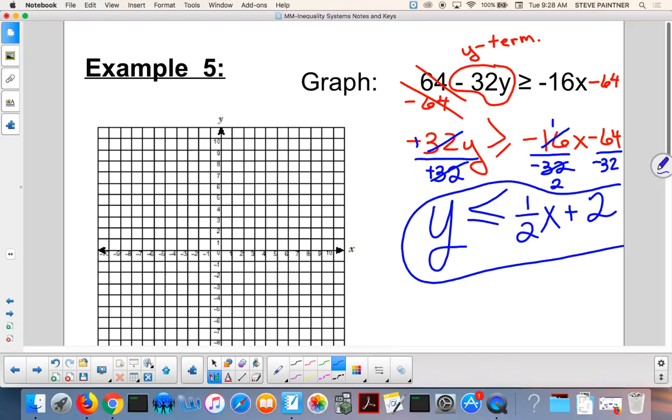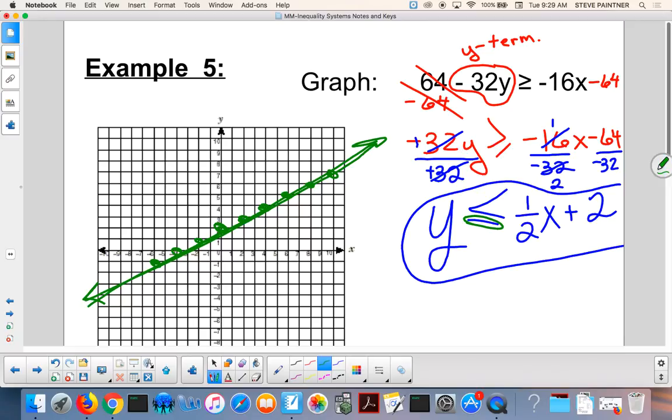So where do I start? 2. Go to 2. Okay. 1, 2. And what's the slope? Up 1 over 2, up 1 over 2, up 1 over 2. Okay. Or you could go down 1, left 2. Is it solid or is it broken? You got an equal sign. Equal sign. Solid. Every point on the line makes it true.